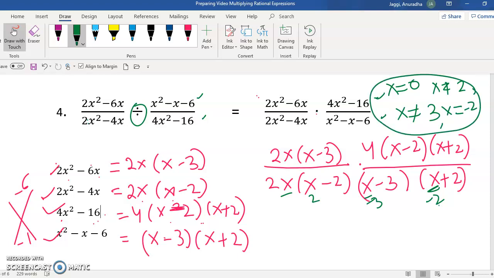Okay. And now after this, it's time to cancel stuff. So let's see what gets cancelled here. Just remove this, and you have 2x gets cancelled with 2x, x minus 3 with x minus 3, x minus 2 with x minus 2, and x plus 2 with x plus 2.